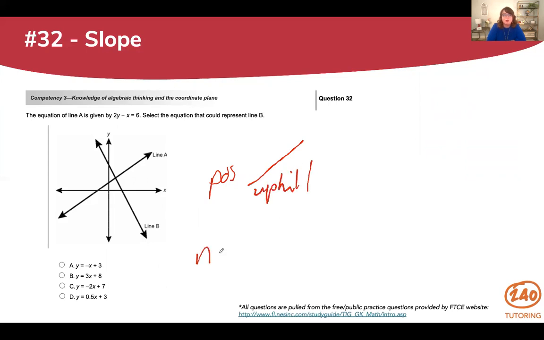If the slope is negative, it's going to run downhill every time. So slope is positive, it's going to run uphill. Slope is negative, it's going to run downhill. So it's asking us for line B. What do you notice about line B? It's running which way? Uphill or downhill? It's running downhill. So I know it's got to be a negative slope.